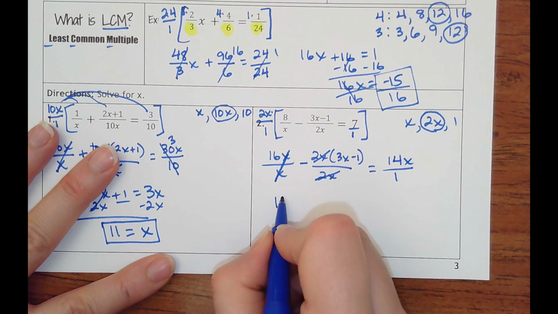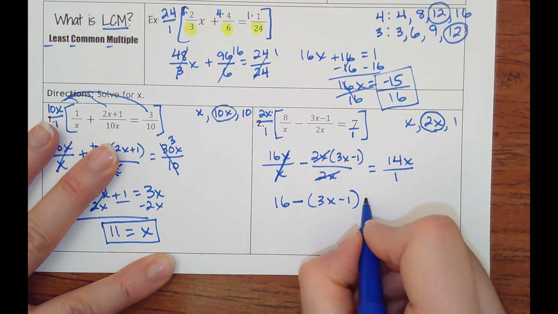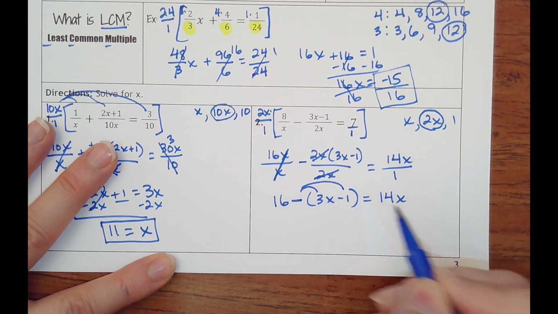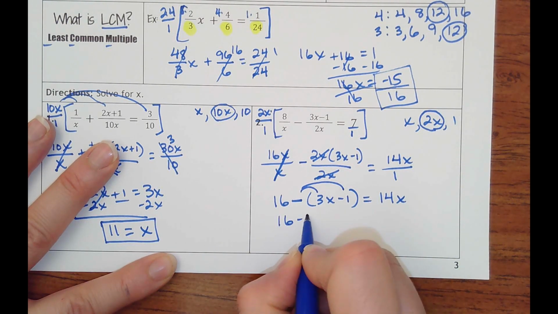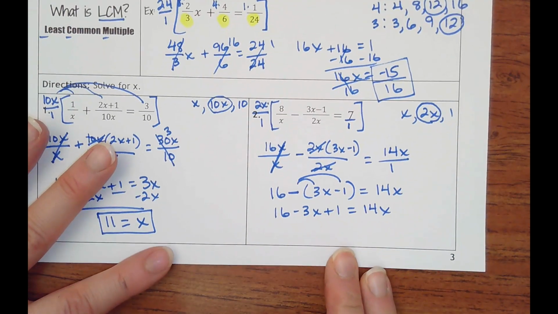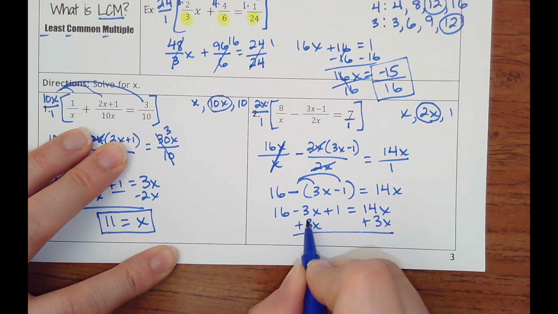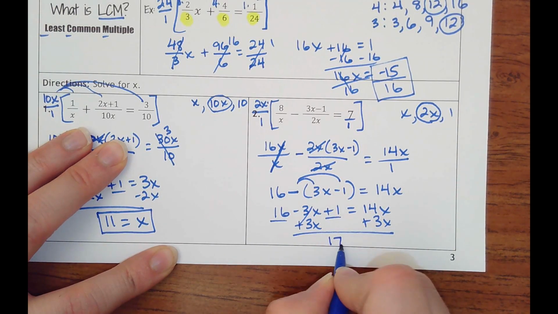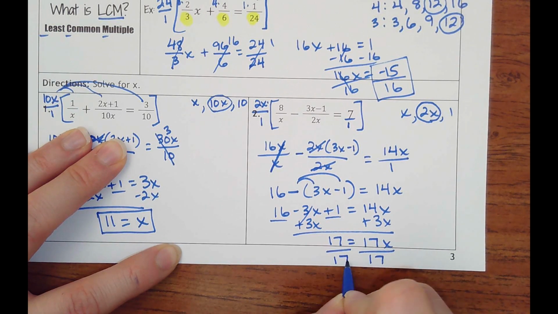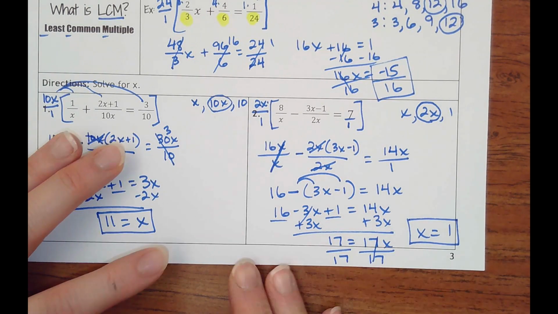So my equation now is 16 minus 3x minus 1, keep the parentheses around it, equals 14x. Now I have to distribute the negative, so that would be 16 minus 3x plus 1 equals 14x. And now I solve like normal. Add 3x. 16 plus 1 combines to make 17 equals 17x, divide by 17. So x would be 1. And that's it.